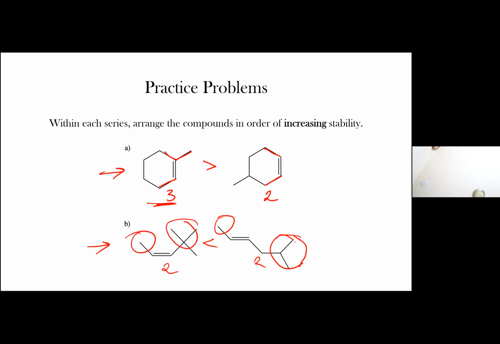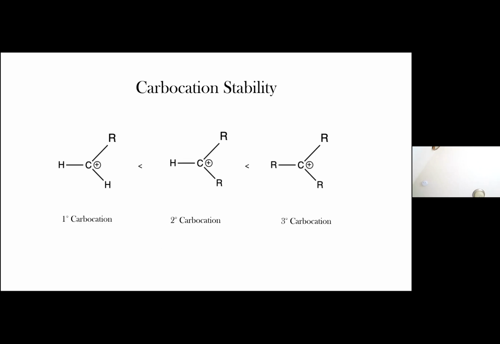What questions are there on these two practice problems? This is going to be a super important topic that comes up a lot when you're thinking about reactions and which alkene is more stable and which one would be the preferred product. Okay. Sweet. So now that we've gotten through alkene stability, let's think about carbocation stability.